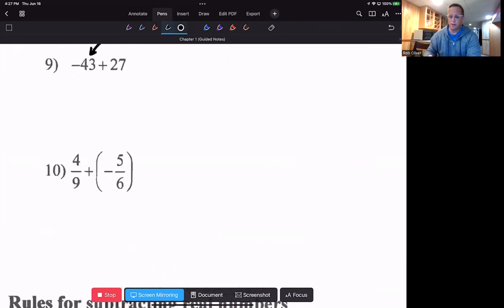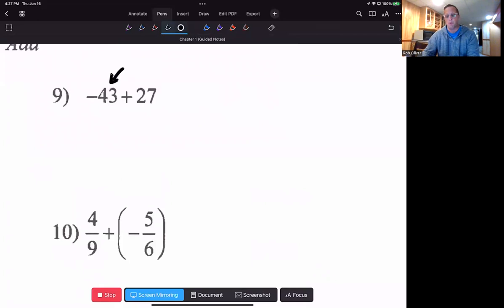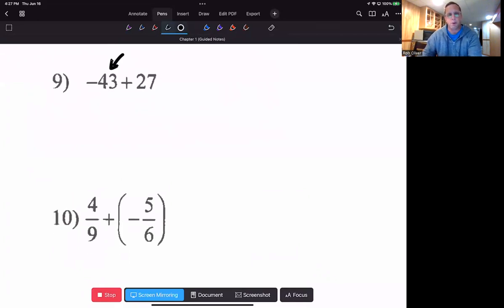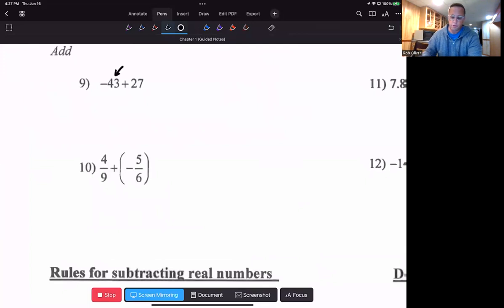Sometimes I try to tell people it's like a battle going on. You have negatives versus positives, and who's going to win that war? Who's going to win that battle? In this case, when you have more negatives, they're going to win out. But yeah, you got negative 43 and negative 27, we're just going to have to find the difference, negative 16.